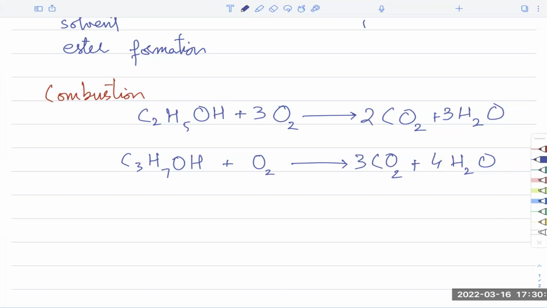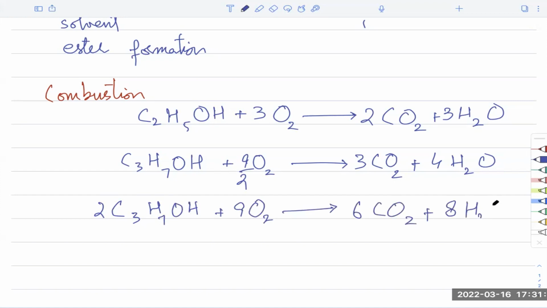And this gives me what? 3 times 2, 6 plus 4, 10. Wait a minute, is that correct? Yeah, it is correct. And this will give me 9 over 2. And then 9 over 2 times. The whole thing can be multiplied by 2 if you are more comfortable with those numbers, giving me 6 CO2 plus 8 H2O. Yeah, here you go. So that is combustion of alcohols.